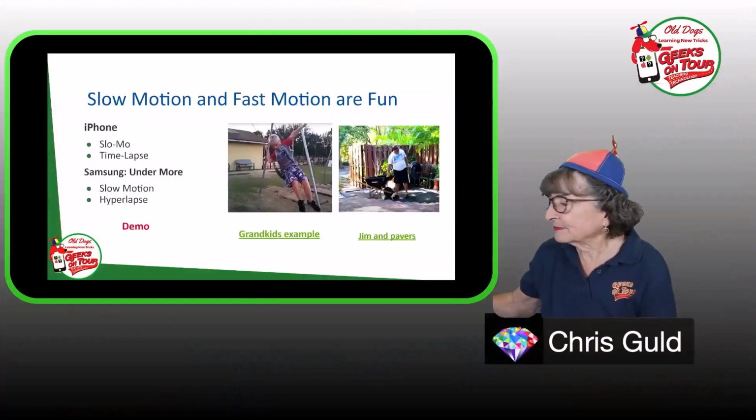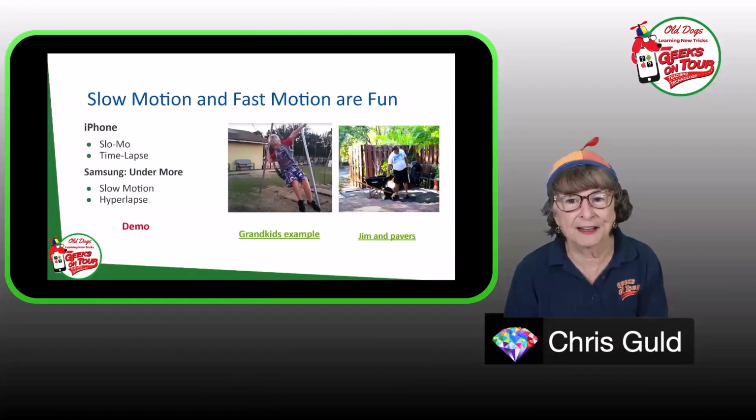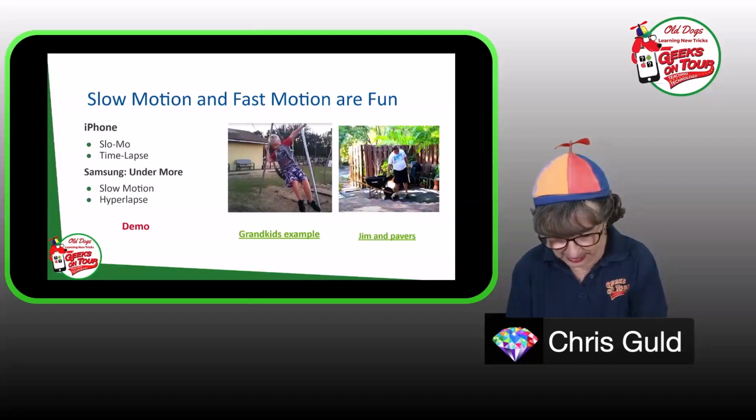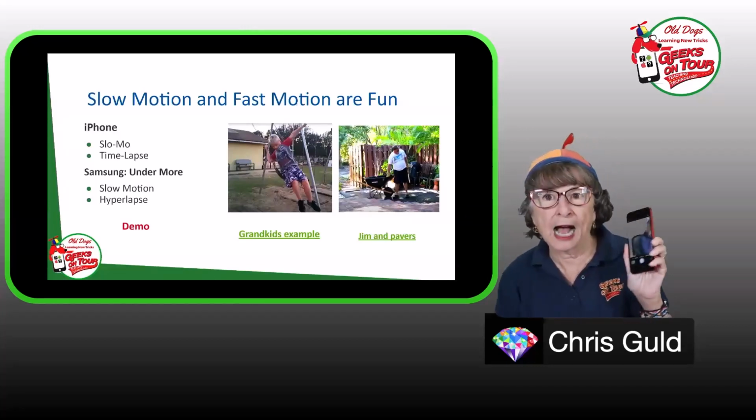Next, slow motion and fast motion. These are just so much fun. So on the iPhone, once again, I'll show you where it is on the Samsung, works just the same in a minute, but I'll just do it on here. On the iPhone, there is actually a slow-mo option right on the camera.